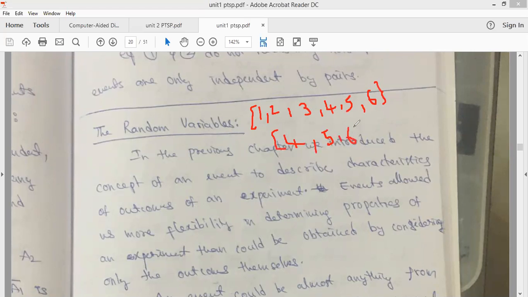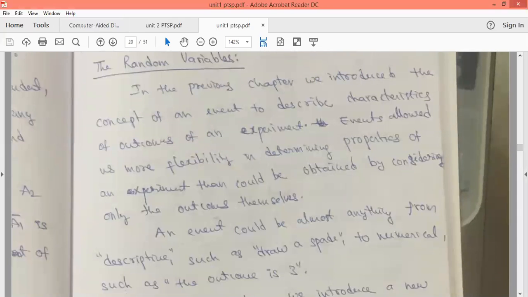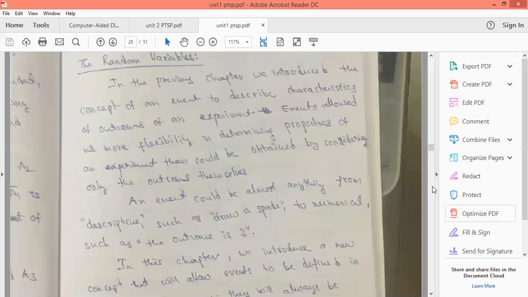So what is this? The event describes the characteristics of the experiment, and it also gives us the properties of the experiment. That is why events are very important.